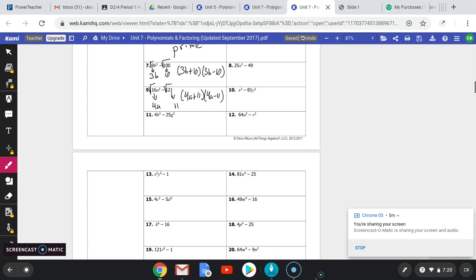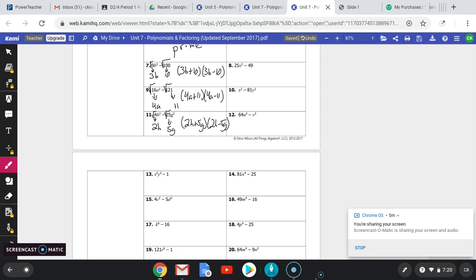If I look at number 11, minus sign, can I take the square root of both sides? Yes, I can. Square root of 4h squared is 2h. Square root of 25g squared is 5g. So it'll be 2h plus 5g, 2h minus 5g.